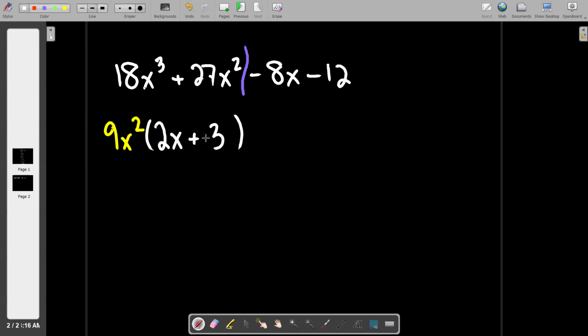And again, if I'm not sure, if that just didn't feel right, then I can always multiply it back out. You don't have to do this. I'm just going to show you. You could always multiply these back out and make sure that they equal this if you want to. Next step, drop the minus. What is the greatest common factor of 8 and 12? 4. So I'm going to pull out a 4. And what does that leave behind?